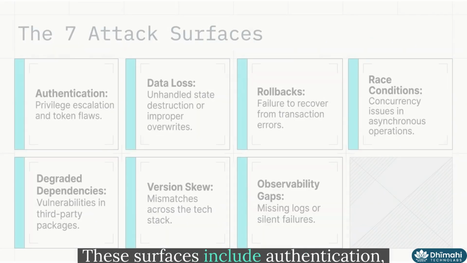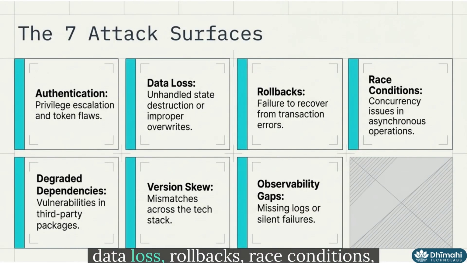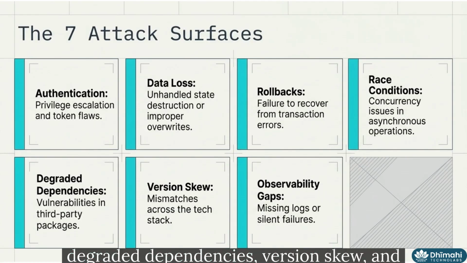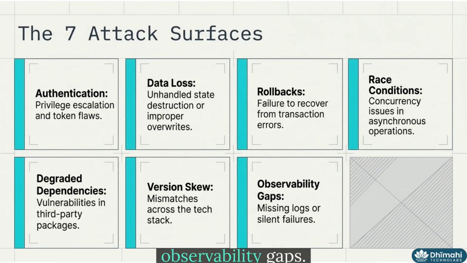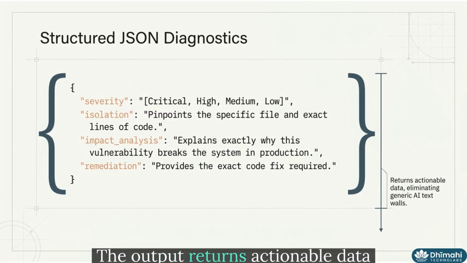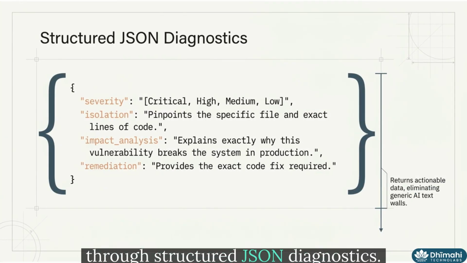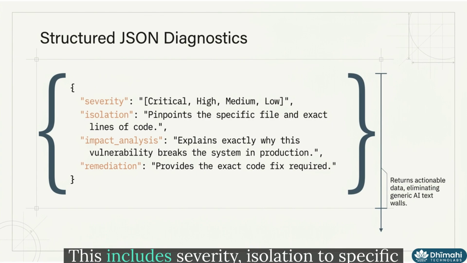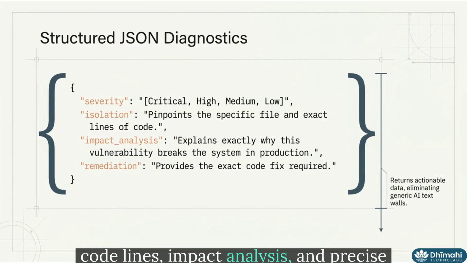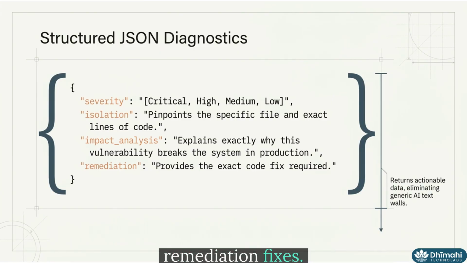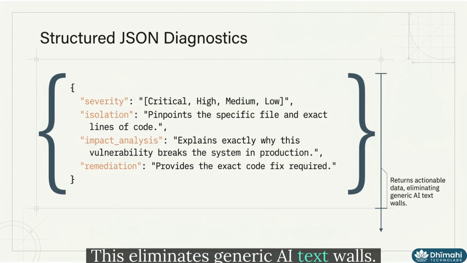These surfaces include authentication, data loss, rollbacks, race conditions, degraded dependencies, version skew, and observability gaps. The output returns actionable data through structured JSON diagnostics. This includes severity, isolation to specific code lines, impact analysis, and precise remediation fixes. This eliminates generic AI text walls.